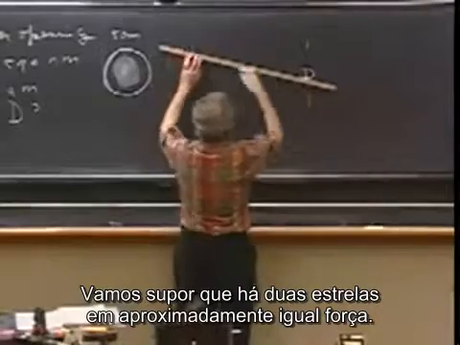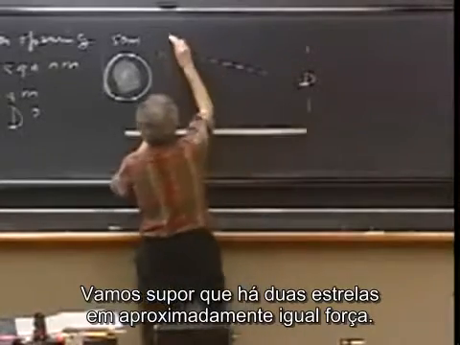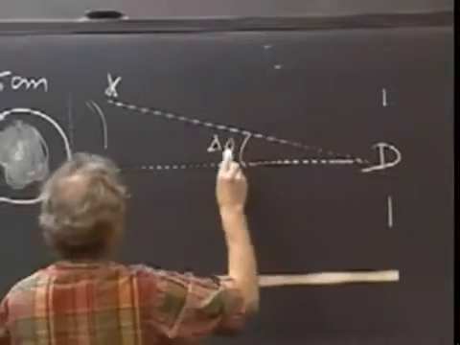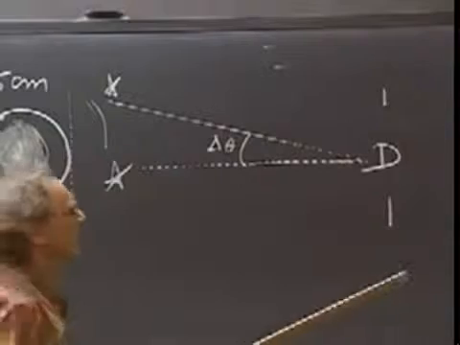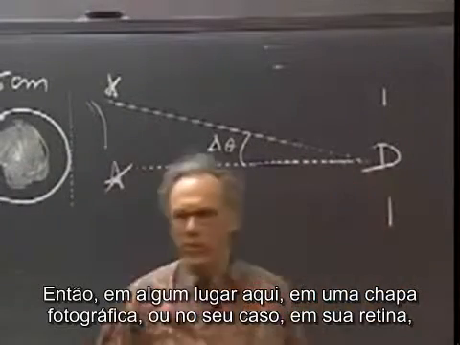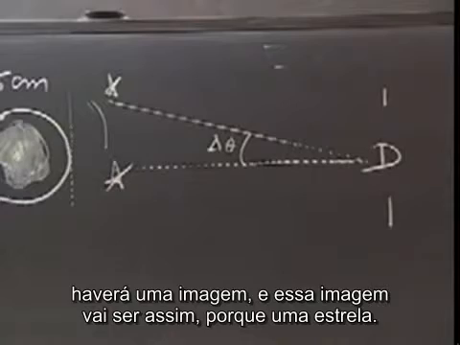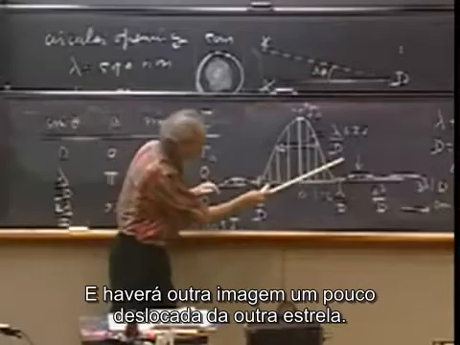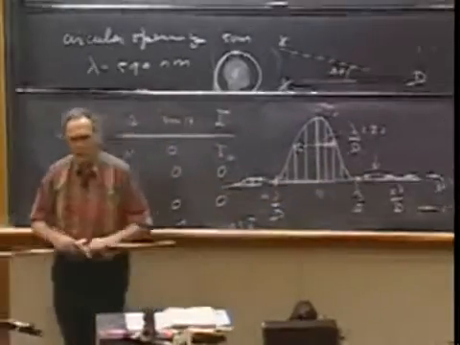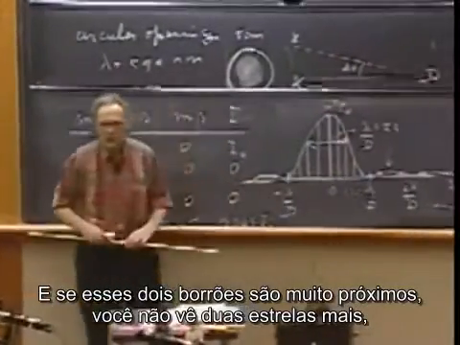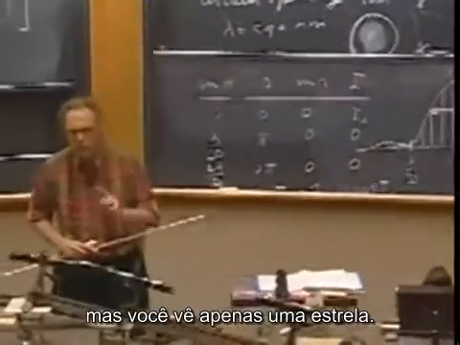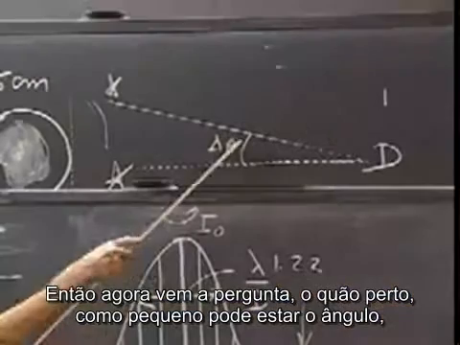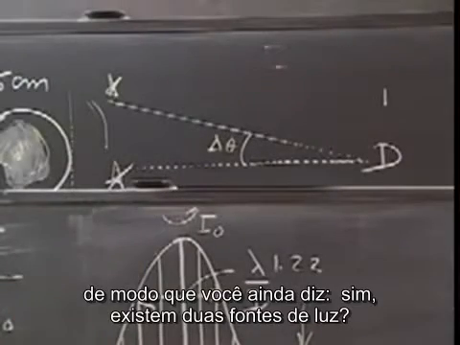Let's assume there are 2 stars at roughly equal strength. So here is star number 1, and here is another star, which is star number 2, and the angle between them is delta theta. Then somewhere here on a photographic plate, or in your case on your retina, there will be an image, and that image will be like this for one star, and there will be another image a little bit displaced from the other star. And if those 2 blurs are too close together, you don't see 2 stars anymore, but you see only 1 star. And so now comes the question, how small can this angle be so that you still say, yeah, there are 2 light sources.